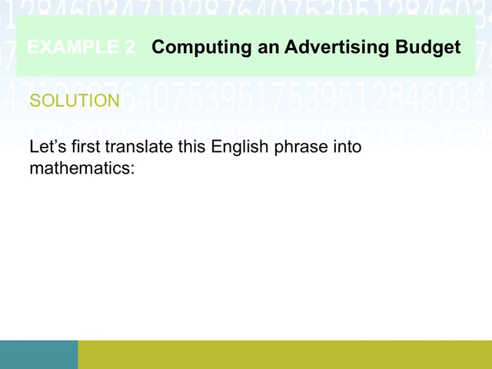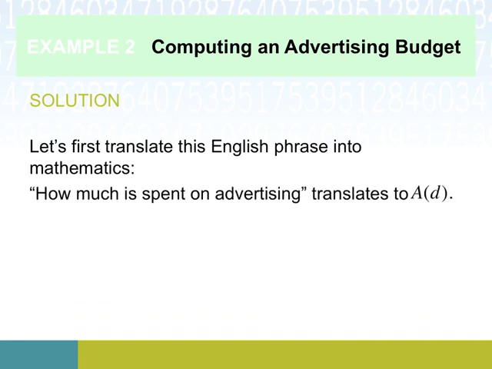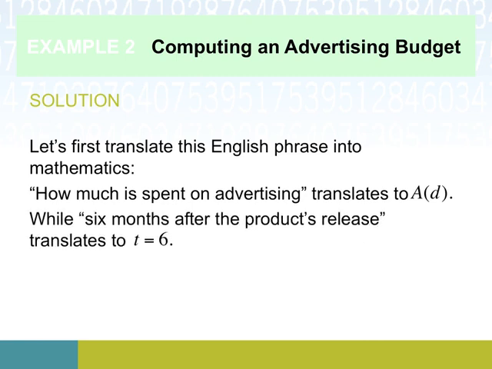There are lots of programs that can compute all this stuff for us. There are not a lot of programs that translate English into math very well. Okay, how much is spent on advertising? Well, that's the first part of our question. That really is just our function, A of D. A gives us amount of advertising as a function of demand. 6 months after the product's release is a time. That tells us that T is equal to 6 because our time T is in months.